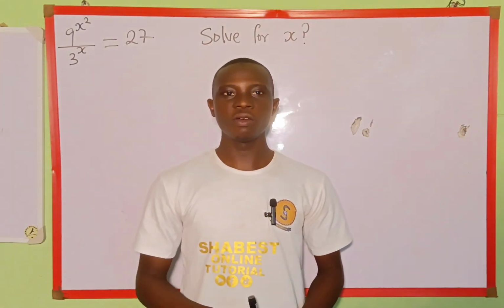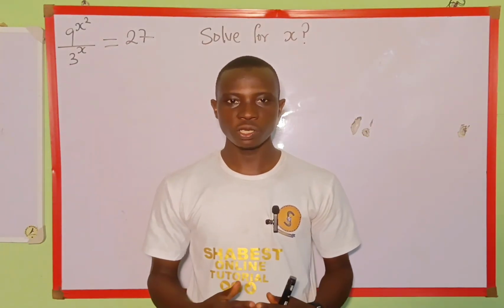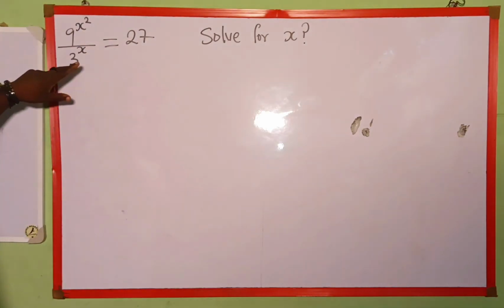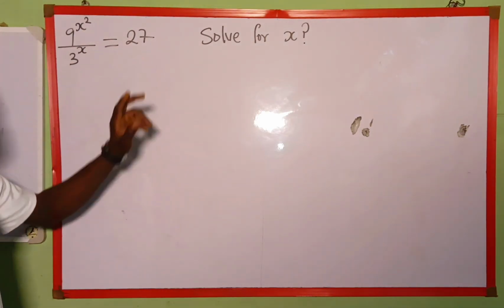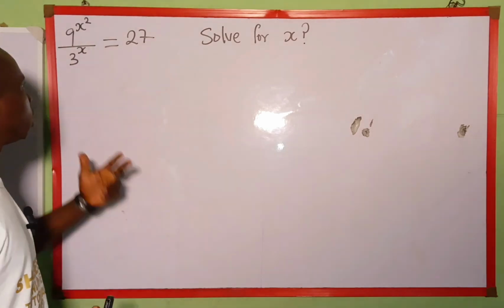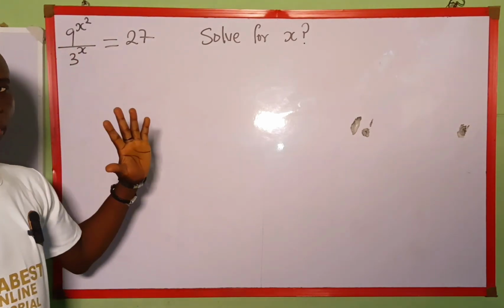We're going to solve for the value of x from this exponential equation. And the given equation is what? 9 to the power x squared divided by 3 to the power x is equal to 27. To solve for the value of x, the first thing we need to do is to try to make the base the same.